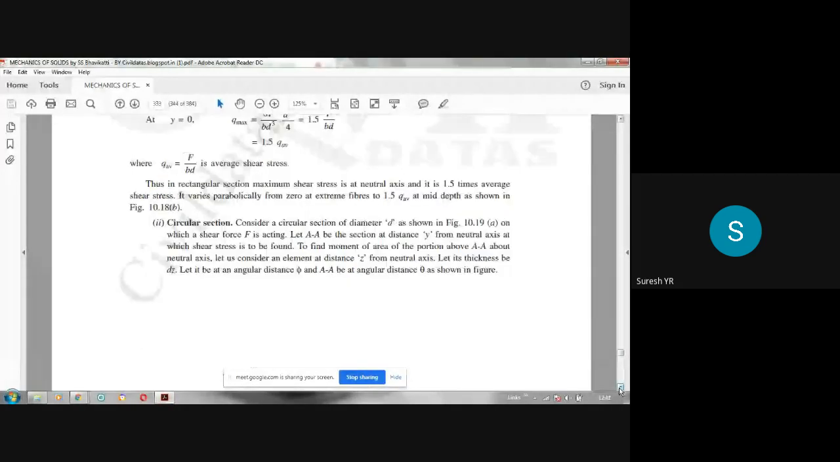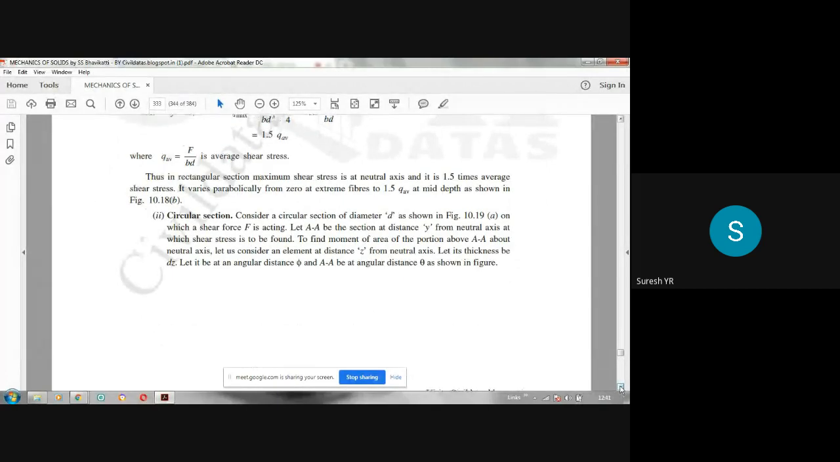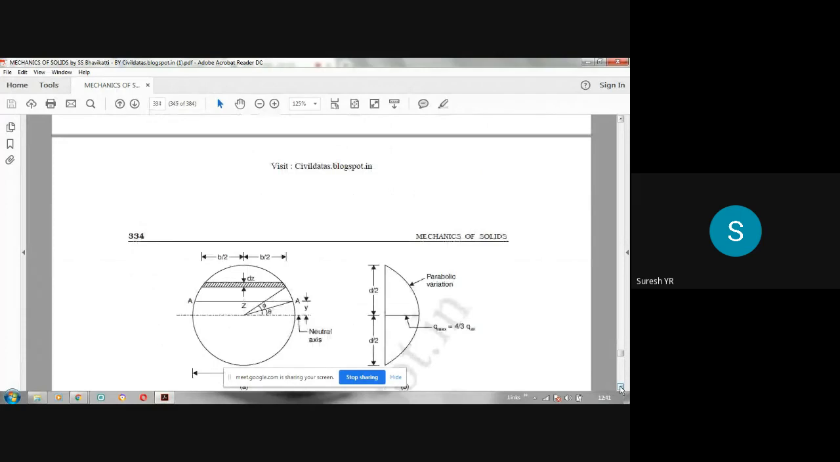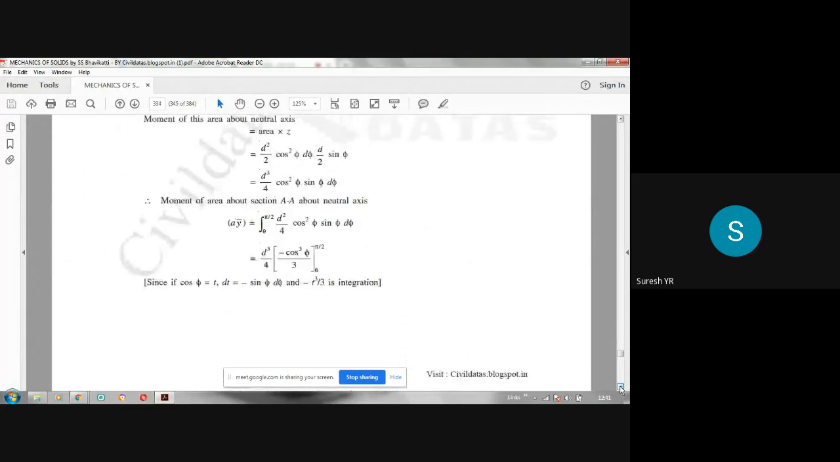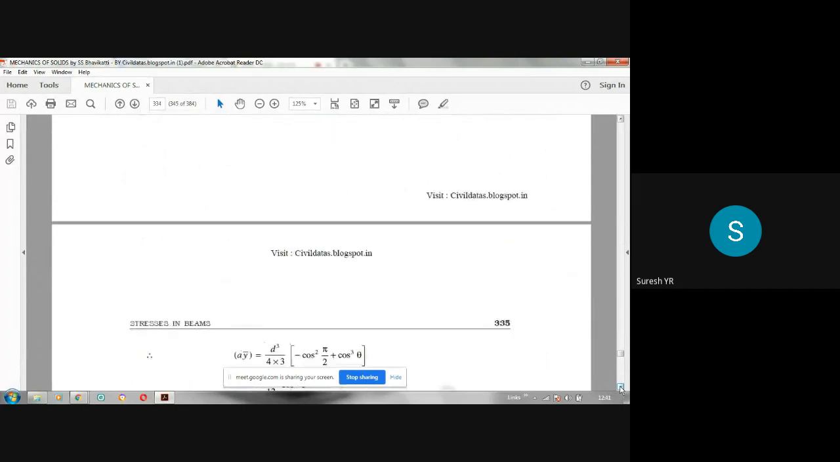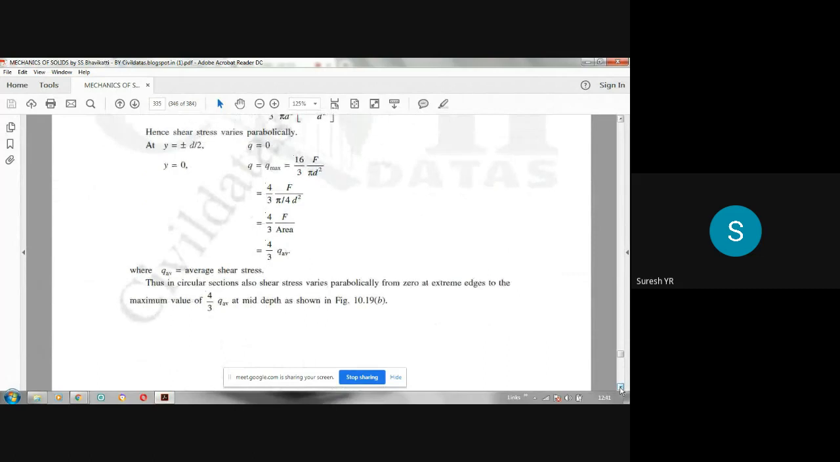This is the derivation for the rectangular section. Similarly, you have the derivation for the circular section. For the circular section, I don't want to explain. You just go through this. It is done in this manner using trigonometrical relations. I want you to study that. Anyway, triangular I will explain. There are three book works: circular, triangular and rectangular.